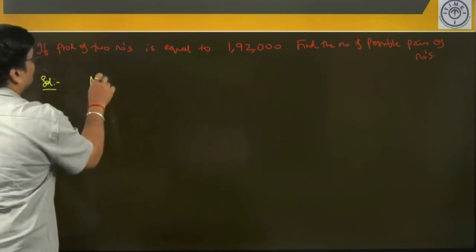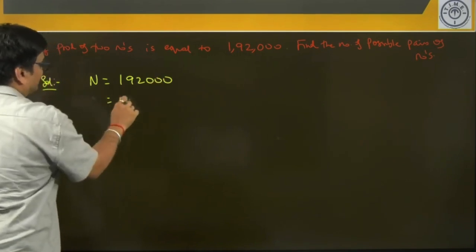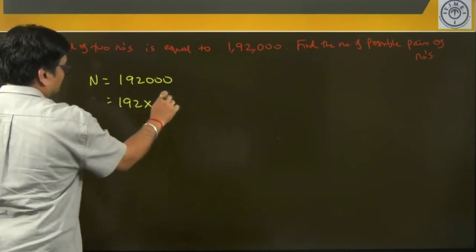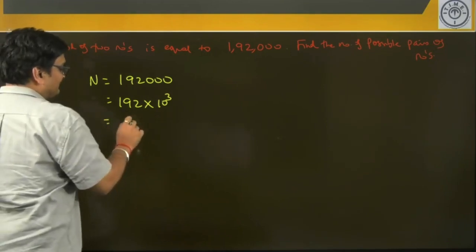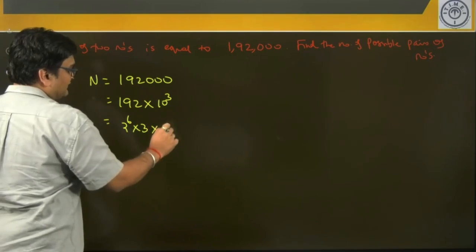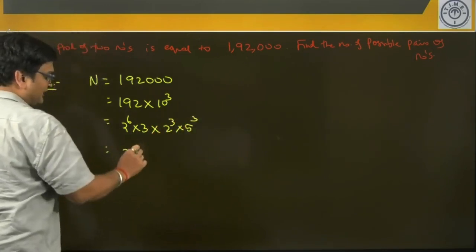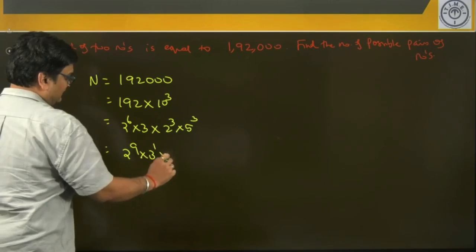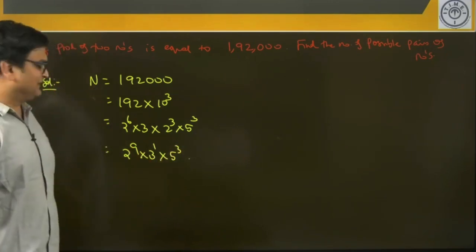So if I take the number n to be 1,92,000, can I write it as 192 into 1000? 1000 is 10 cube. 192 is 64 into 3. 10 cube is 2 cube into 5 cube. So this will become 2 power 9, 3 power 1 into 5 cube. So this is the prime factorized form of the given number n.